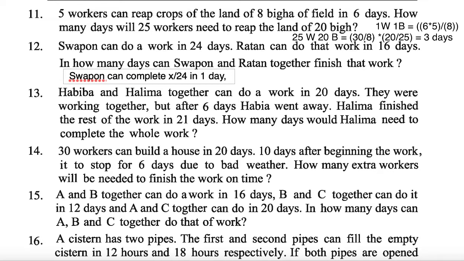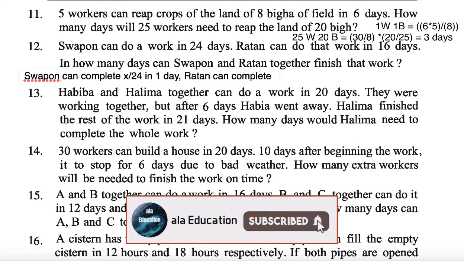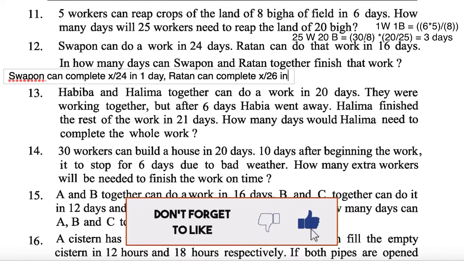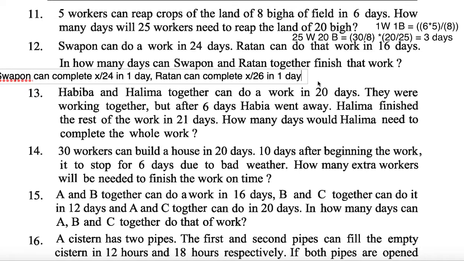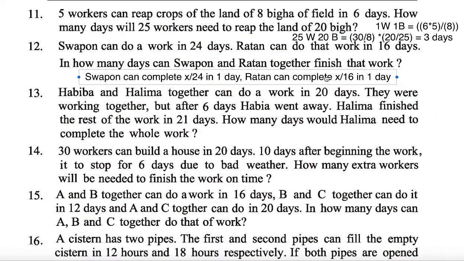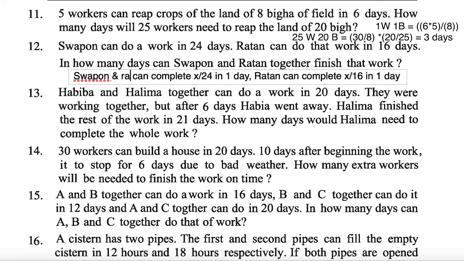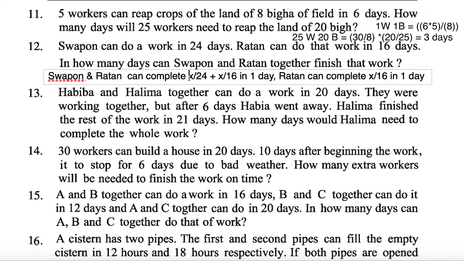Okay. What about Ratan? Ratan also can complete x by 16th fraction of the work in one day. Okay, x by 16, not 26. This is 16. Okay. Then if they work together, Swapan and Ratan can complete x by 24 plus x by 16 in one day.